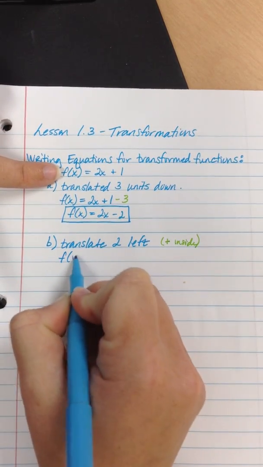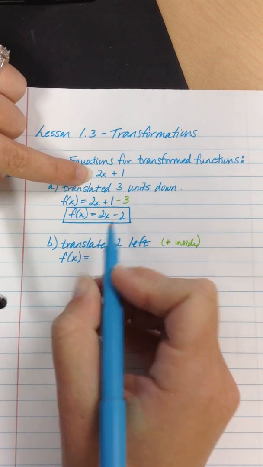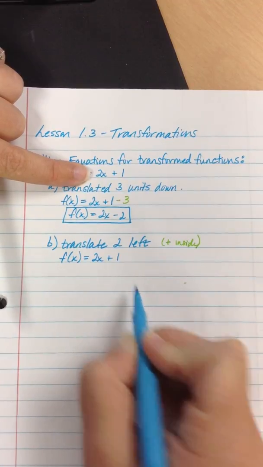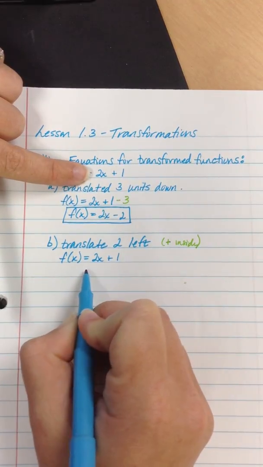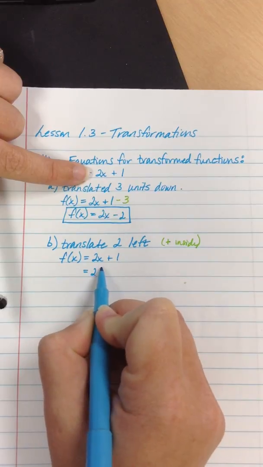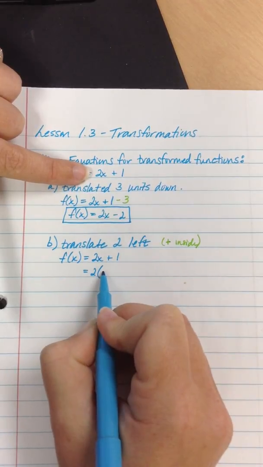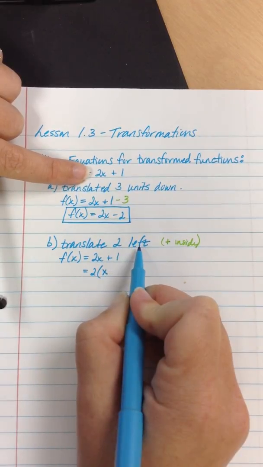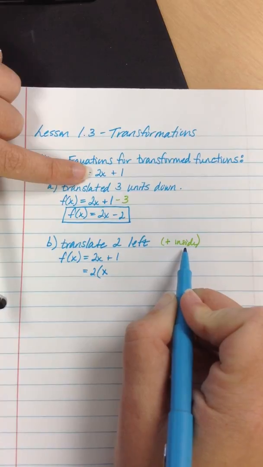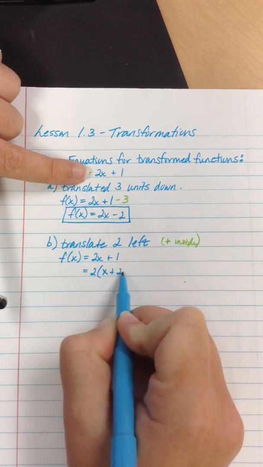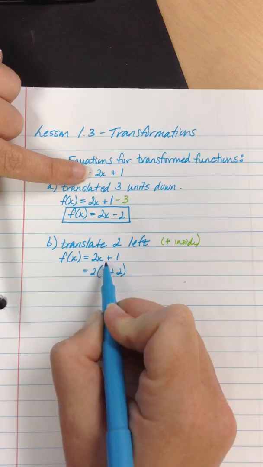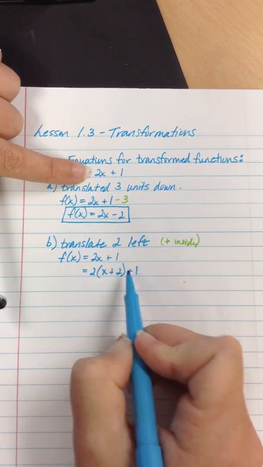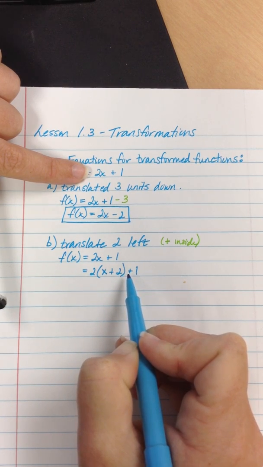So here's my example. F of x equals 2x plus 1. And there's no inside, but we know that we want it to be inside with the x. So I'll make an inside using parentheses. In those parentheses, I'm going to put my x, and then my 2 units left. Well, I just add to the inside of the parentheses. So x plus 2. And then don't forget the remainder of your equation, plus 1. This would be that it's moving up 1, but we don't want to change that. We want it to stay the same.